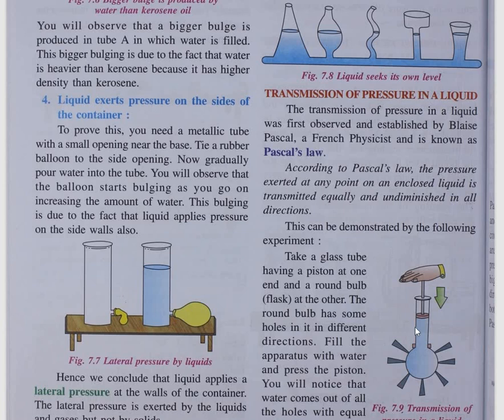Here, one glass tube is over there. It has a piston at one end and a round bulb. The round bulb has some holes in different places, like this is one hole, this is another hole. As the pressure is given, the liquid comes out.